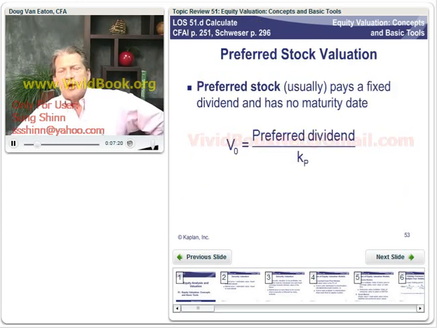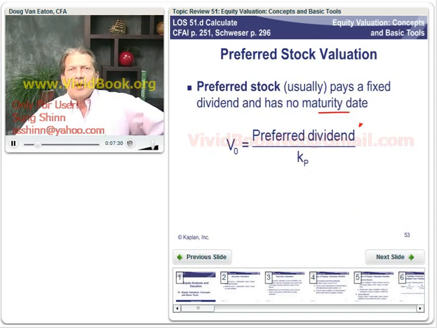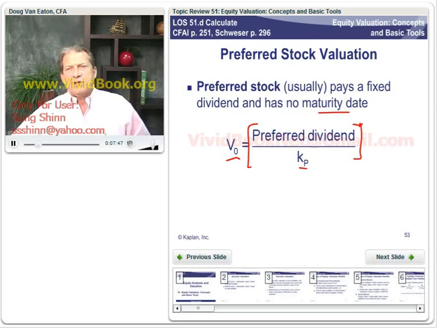Now, preferred stock valuation. Preferred stock dividends don't grow, so it's very much like a perpetuity. We expect them to pay these dividends forever since there's no maturity date. And so our present value is just the present value of a perpetuity. We take that dividend payment over the required rate of return on preferred stock, and that'll give us our valuation. And again, this is really just the present value of this infinite stream of constant dividends.